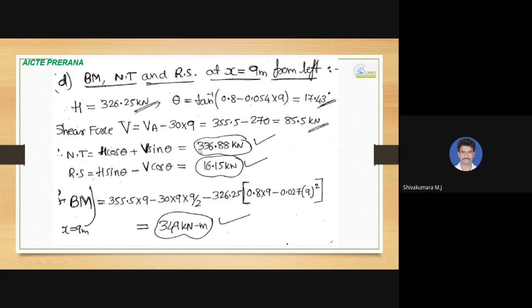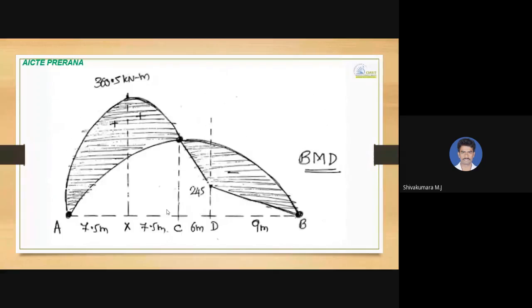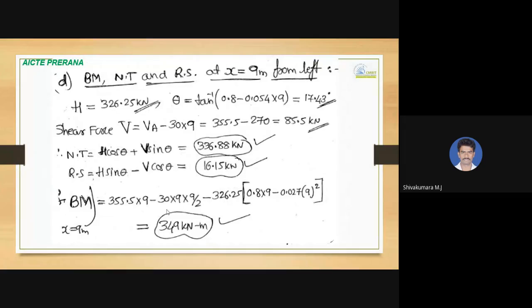kilonewton. And the horizontal reaction, that is H value, was already calculated, that is 326.25. If you substitute all these values, 326.25, 17.43 and 85.5, we get a normal thrust value of 336.88 kilonewton and a radial shear value of 16.15 kilonewton. And the calculation of bending moment at a distance of 9 meter from left hand support was already explained. So that's all about calculation of normal thrust, radial shear and bending moment.